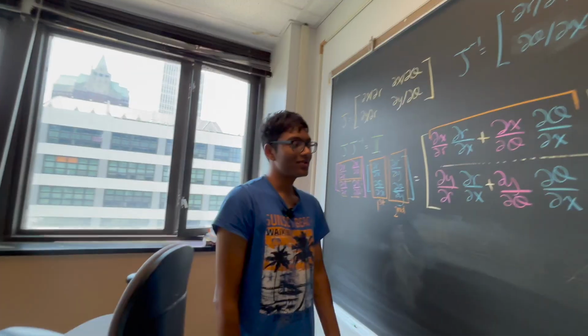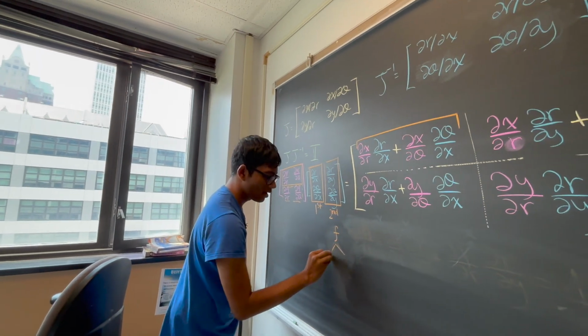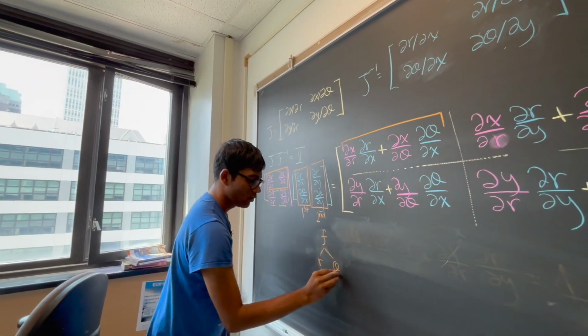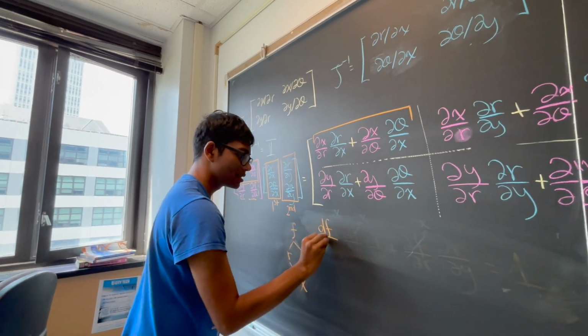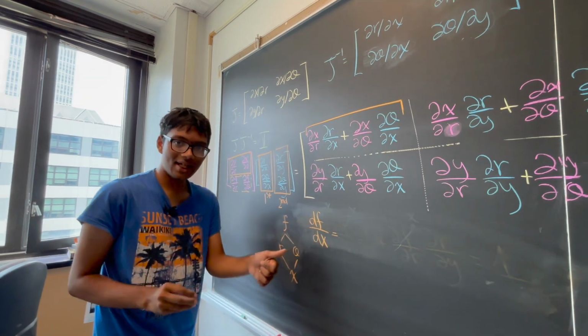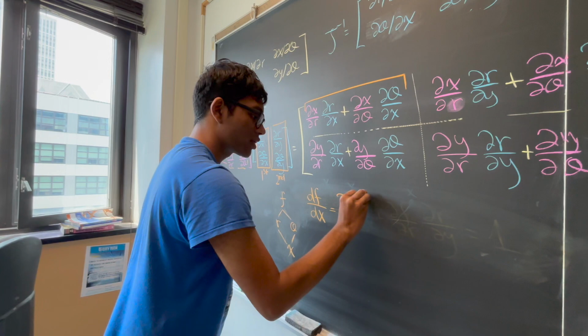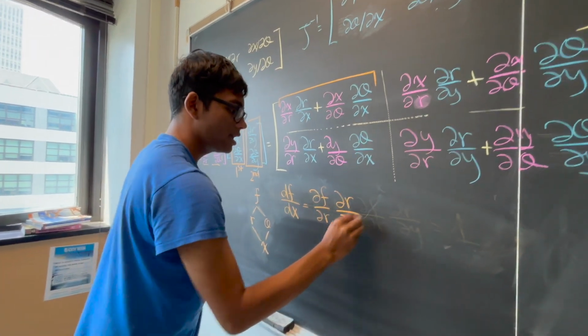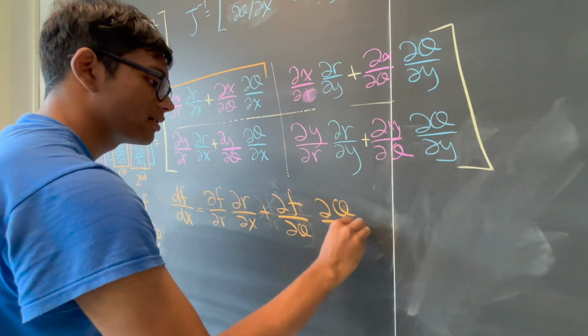Now, dear viewer, this might look a bit foreign, but let's say we have a function f which depends on two variables r and theta, which both depend on x. How can we figure out how f depends on x? In other words, what is df dx? Well, that would simply be partial f partial r times partial r partial x plus partial f partial theta times partial theta partial x.